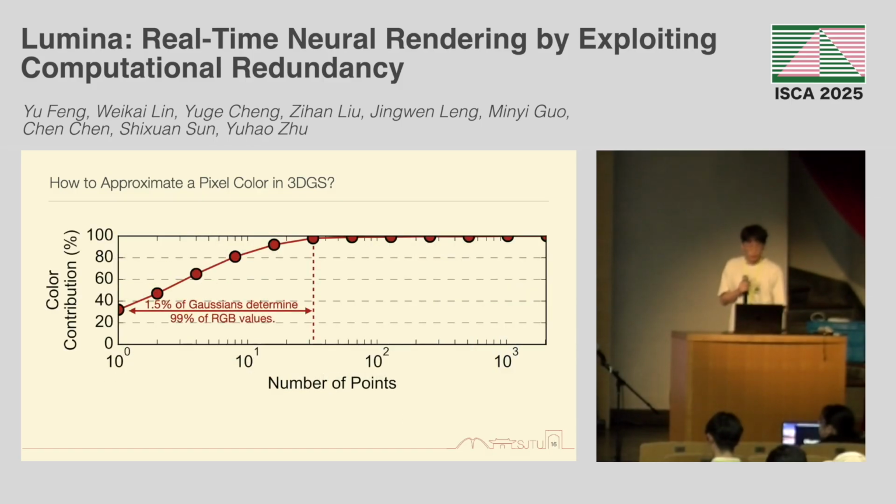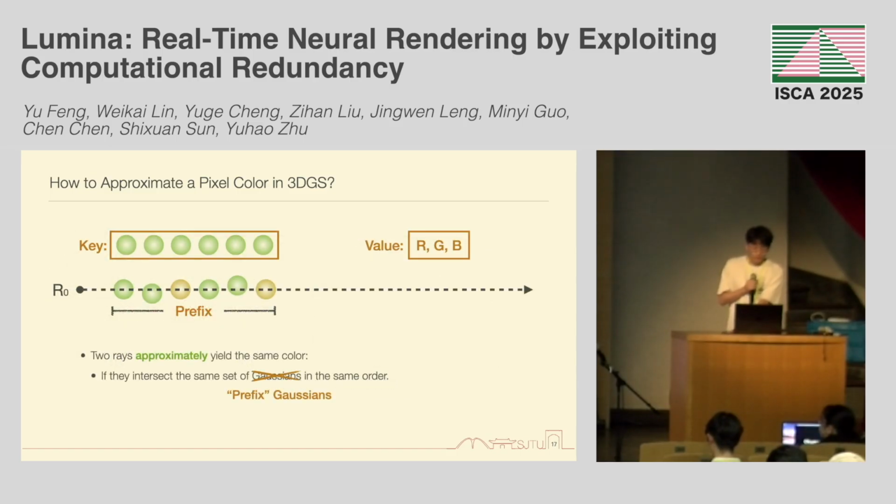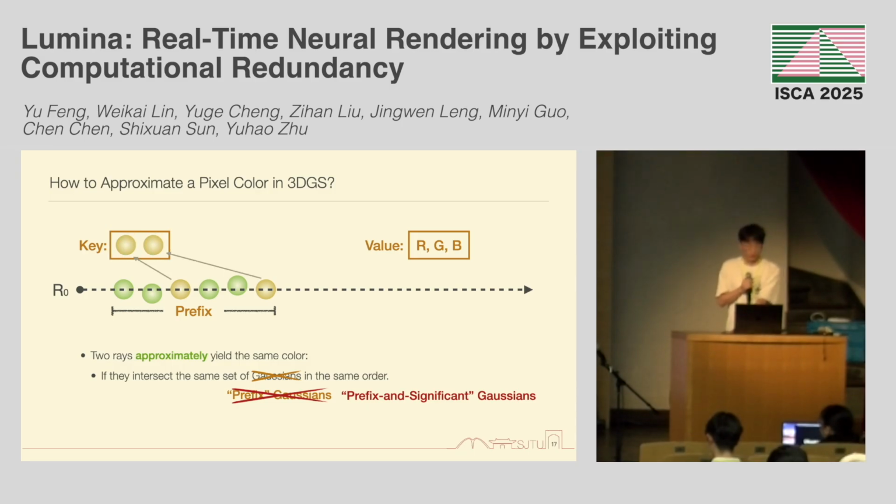On average, each ray would intersect with thousands of Gaussian points. Even if we store, for instance, hundreds of points, that will pose a significant on-chip storage overhead. To address this issue, we find that across different scenarios, 1.5% of Gaussians determine 99% of RGB values on average. So this means that we don't have to store all prefix Gaussians. Instead, what we need is to use significant Gaussians on the prefix list instead of all Gaussian points. This way, we can keep the cache key much smaller.